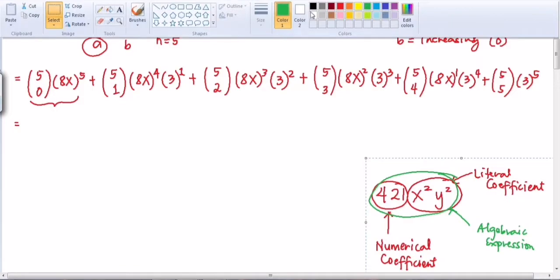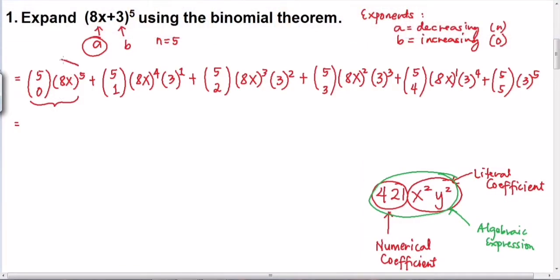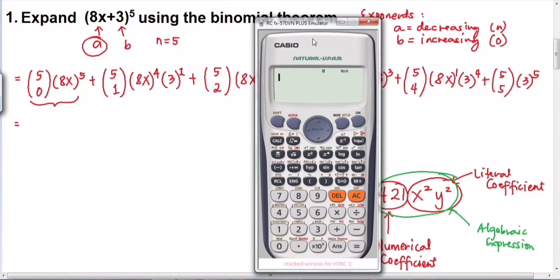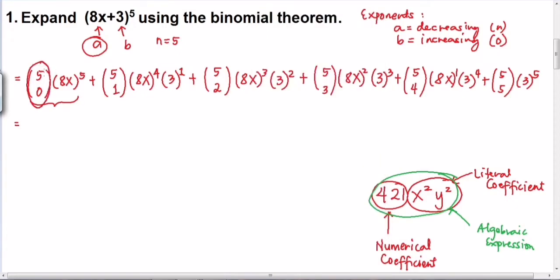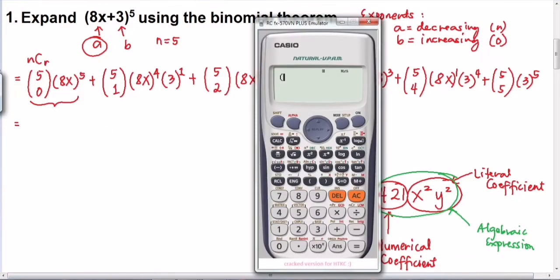So, ulitin ko lang, kapag nag-identify kayo ng numerical coefficient, so ito na tayo sa first term, pag nagsalpak kayo sa calcu, huwag niyong papansinin yung letters, only the numbers. So, we have here 50, diba? So, itong 50 na to, naka-enclose sa parentheses. So, open parentheses, and then, paano ito i-input sa calcu? That is NCR. Okay, ito yung N, ito yung R niyo, yung nasa ilalim.